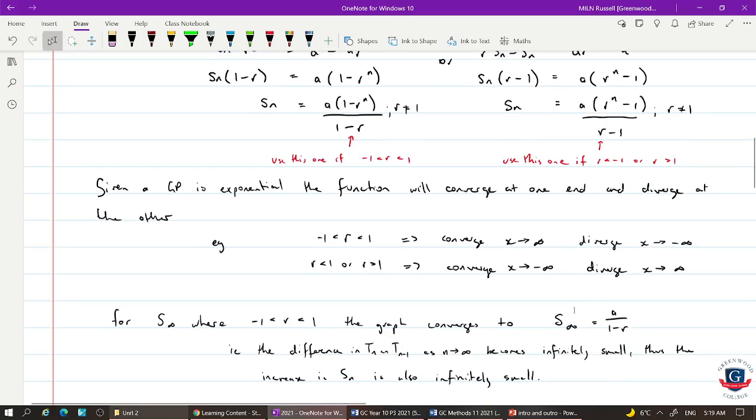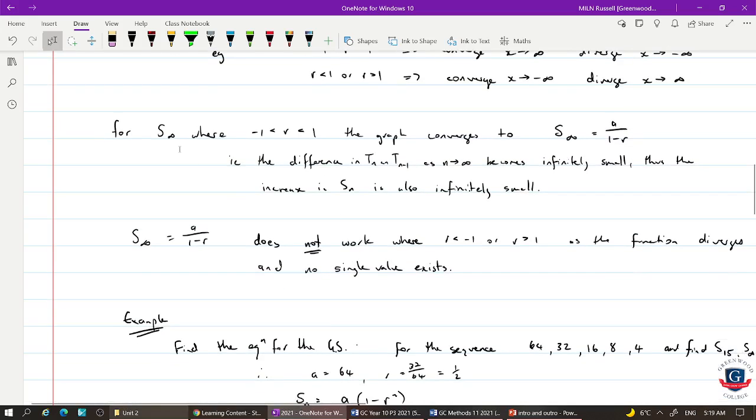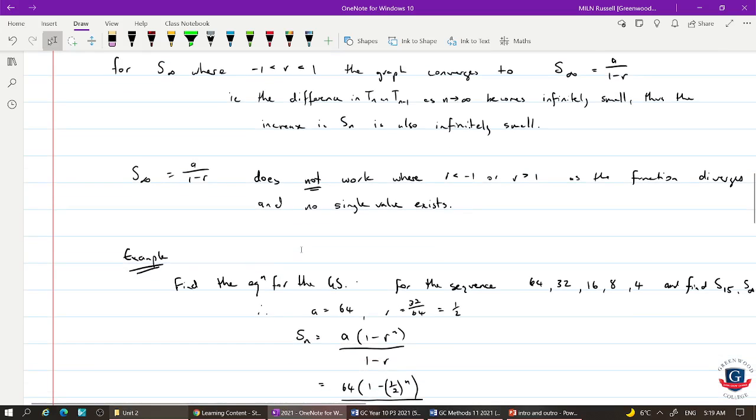Now, one thing to note is that if r lies between -1 and 1, the function will converge as n tends to infinity, and it will diverge at the other end. Similarly, if r is less than -1 or greater than 1, it will diverge as n tends to infinity. Now, given that the series converges if r lies between -1 and 1, we can find the value that it converges to from the equation a on 1 take r. But we can't do that if the function diverges. So let's look at some cases.